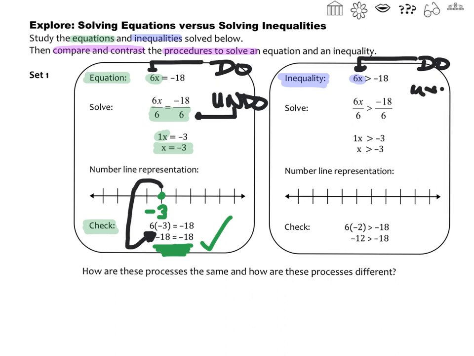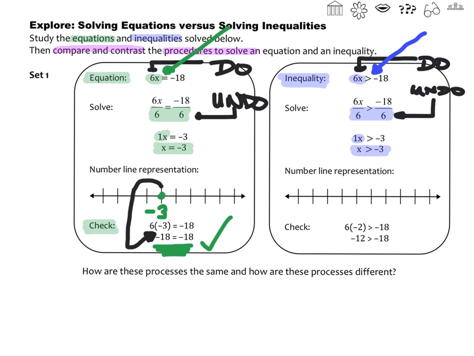When I use my undo, or my inverse, I find that I'm still using the opposite. I am still doing this to both sides of my inequality. I'm dividing by 6, the undo. When I do that, I find that 6x divided by 6 gives me 1x, or just x, and in this case, x is greater than negative 3. In fact, the only thing I've seen that's different so far is over here, I have an inequality symbol of greater than, while over here, I have an equal sign. So far, those are the only things that I see are different.